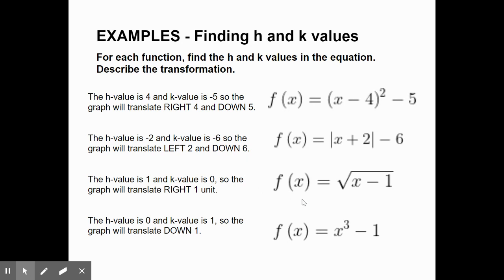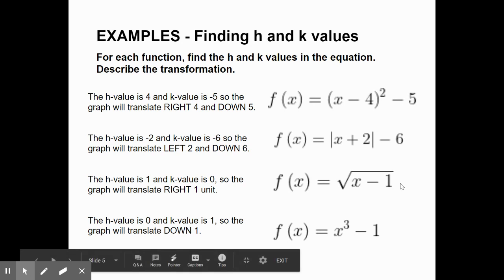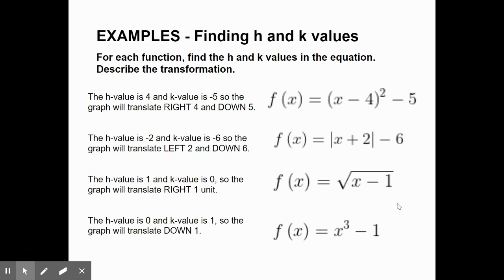This third equation, H is 1, because that is a number with the x being subtracted, and it's going to be the opposite. So H is 1, which means the graph will move to the right 1. There is no K value. That means K is 0. So this graph won't move up or down at all. It'll just go to the right 1.